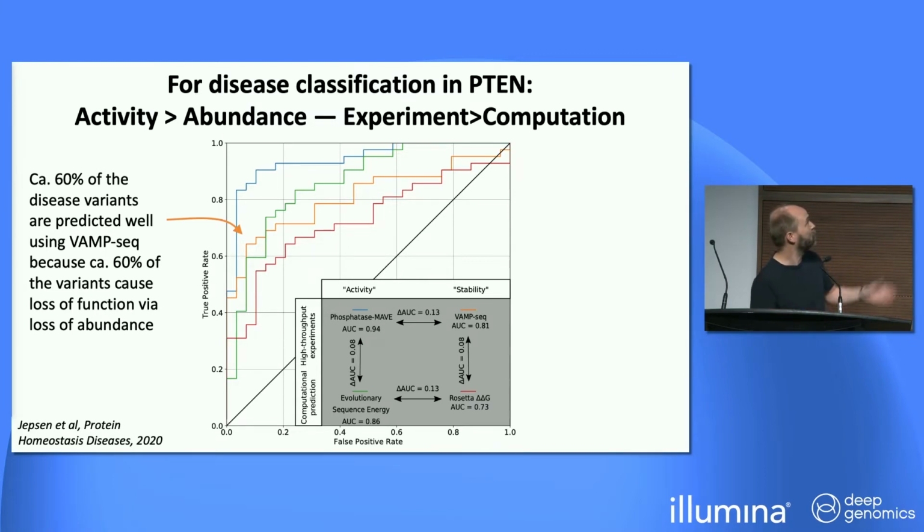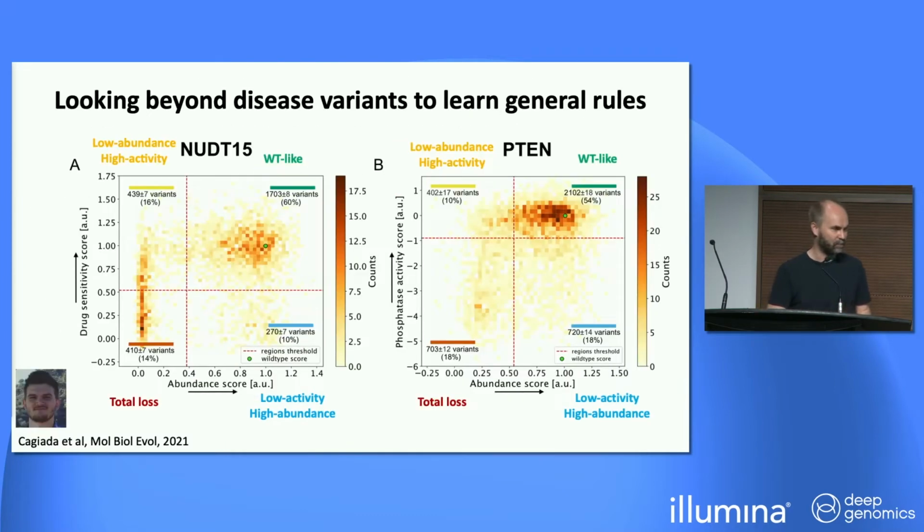But what you will also see in this ROC curve and some of the other ones is that we can actually classify many variants extremely well from abundance. The ROC curves go up quickly, and that's because there's a bunch of variants that are very easy to predict because they're just gone from the cell, and then essentially we lose information because the rest of them lose function by other mechanisms. And I'll get back to what they are.